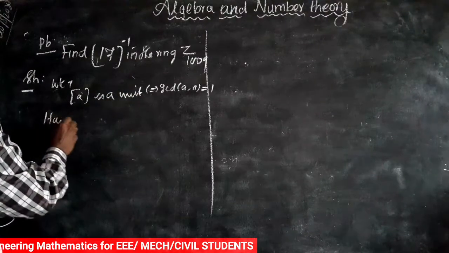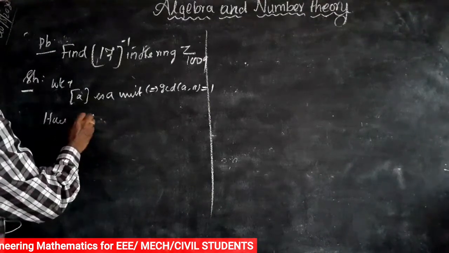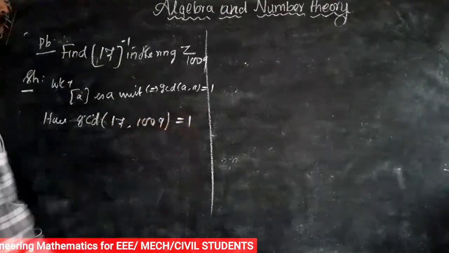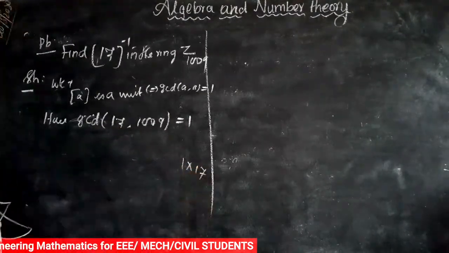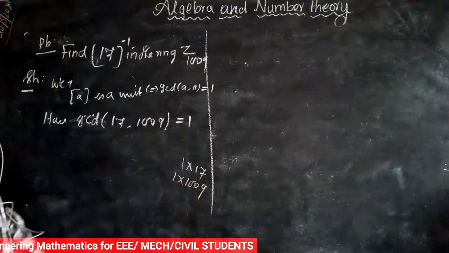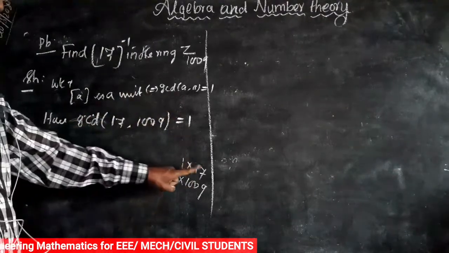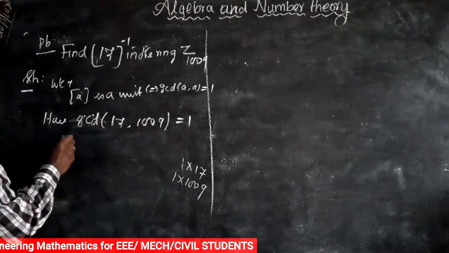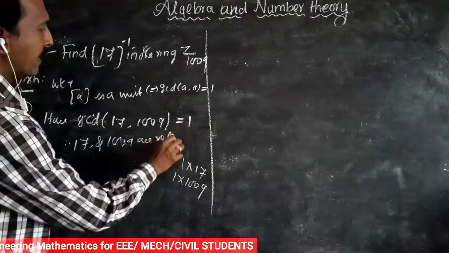Here, GCD of 17, 1009 is equal to 1. 17 is equal to 1 into 17, and 1009 is equal to 1 into 1009. The common divisors are 1 into 17 and 1 into 1009. So what is the greatest? 1. Therefore 17 and 1009 are relatively prime.